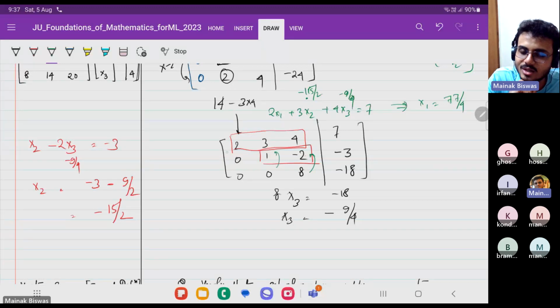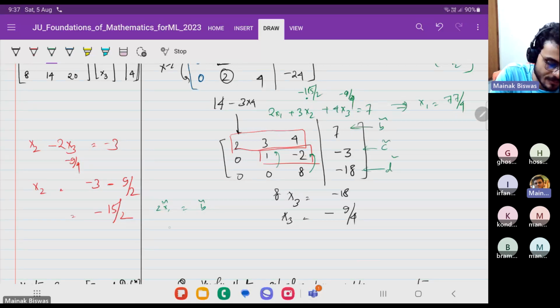You will only have a diagonal, right? So you'll have x1 tilde equal to some b tilde. This will become some c tilde, and this will become some d tilde. So the diagonal 2 will remain the same. This will also remain the same. So x2 will be equal to some c tilde and x3 will be equal to some d tilde, which is nothing but minus 9 by 4, right? You'll be left with that. Do you see what I'm saying?